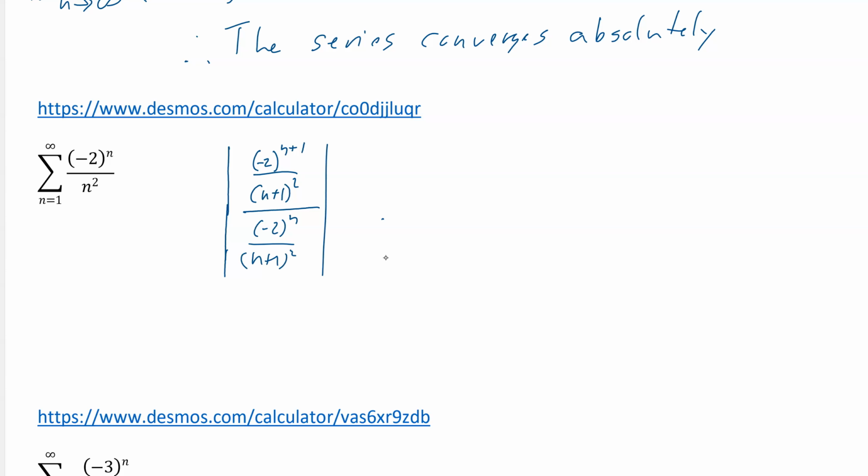And again, we flip. And so this is not n plus 1, just n squared. There we go. Exact same term goes on the bottom, n plus 1 on the top. And then we flip them. So we would get -2 to the n plus 1 over n plus 1 squared times, and then n squared over -2 to the n.